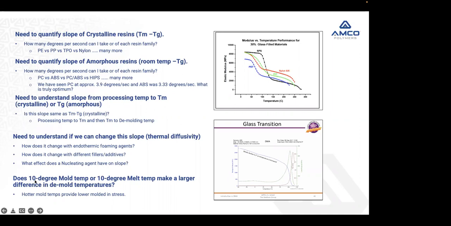So then the next question is, does 10-degree mold temperature or 10-degree melt temperature make a larger difference in demolding temperature? So if I add 10 degrees to my mold, does my demolding temperature come out 10 degrees hotter? Or does it only come out 5 degrees hotter, maybe 7 degrees hotter? Which has the bigger effect, 10-degree mold or 10-degree melt? We do know that hotter molds provide less molded-in stress, but what happens to my melt temperature?